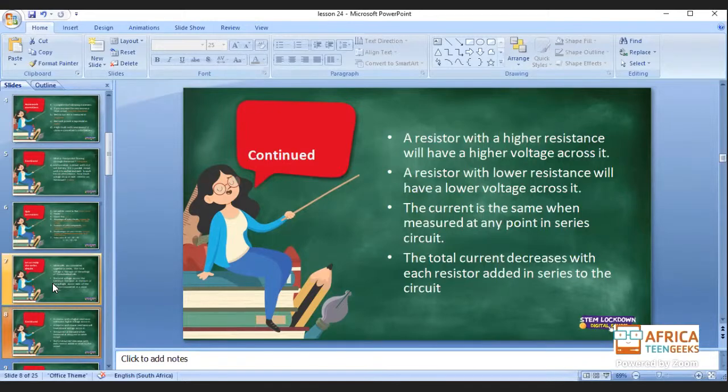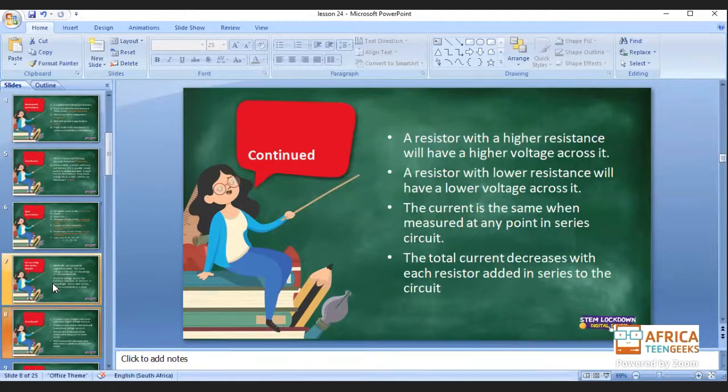Then they say to you a resistor with a higher resistance will have a higher voltage across it. A resistor with lower resistance will have a lower voltage across it as well. We're still continuing with our series circuit, grade 9. The current is the same when measured at any point in a series circuit. Then the total current decreases with each resistor added in series to the circuit.